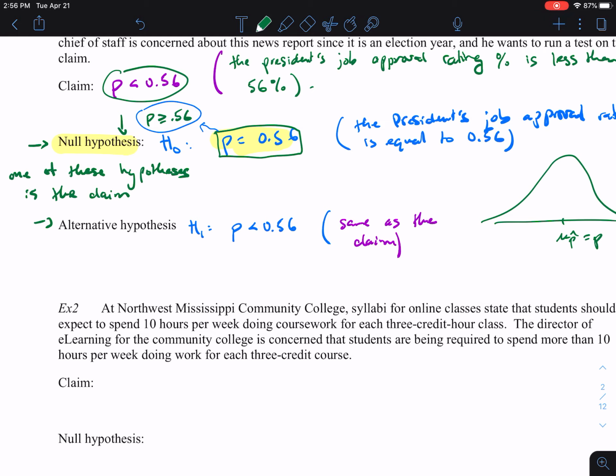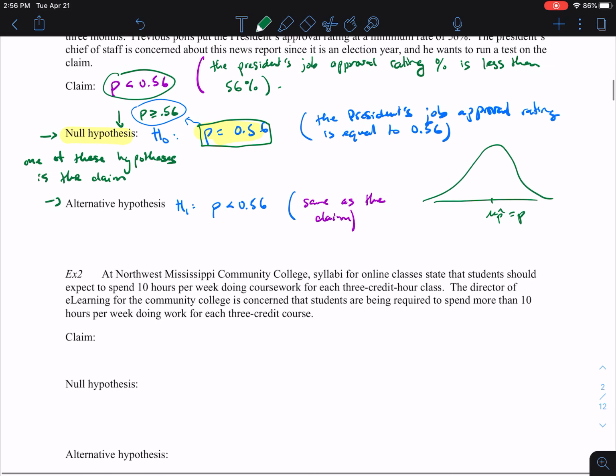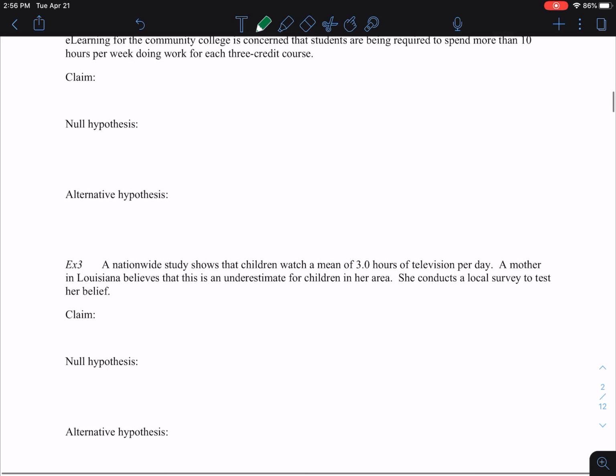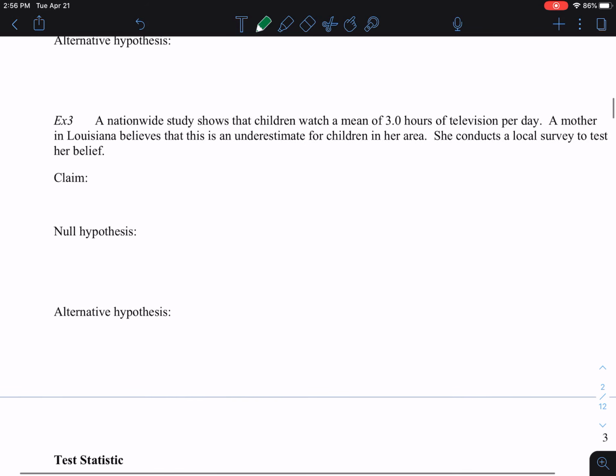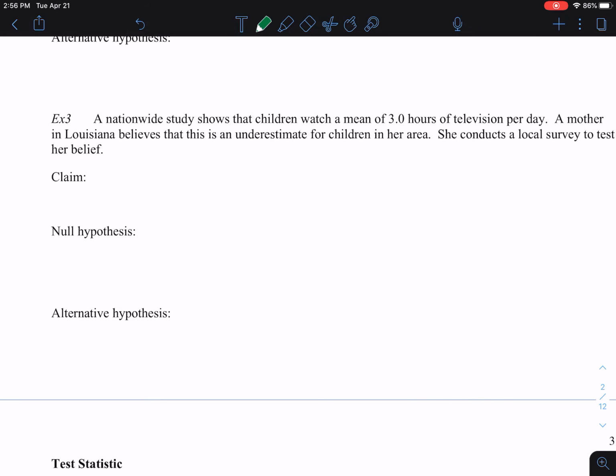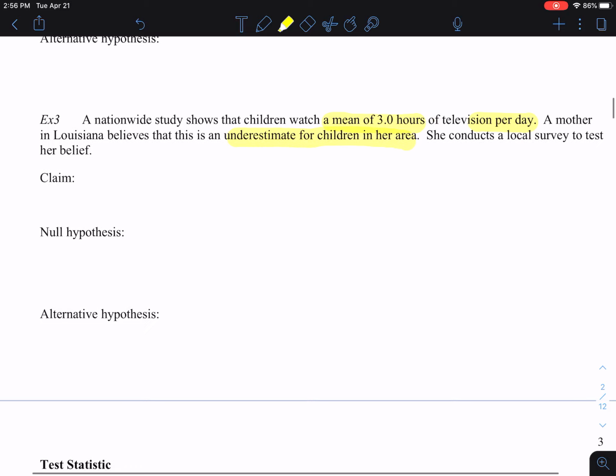All right, we are going to skip example 2 here. I'm going to go into example 3. This deals with a population mean. A nationwide study shows that children watch an average, or a mean, of 3 hours of television per day. A mother in Louisiana believes that this is an underestimate for children in her area. She then conducts a local survey to test her belief.